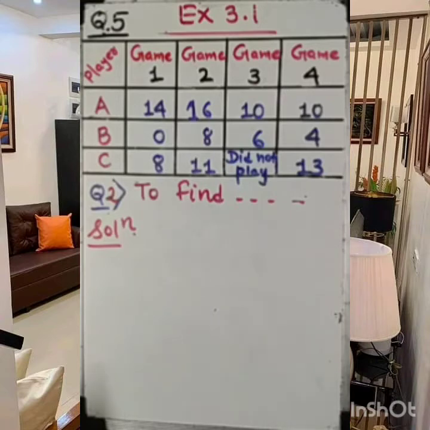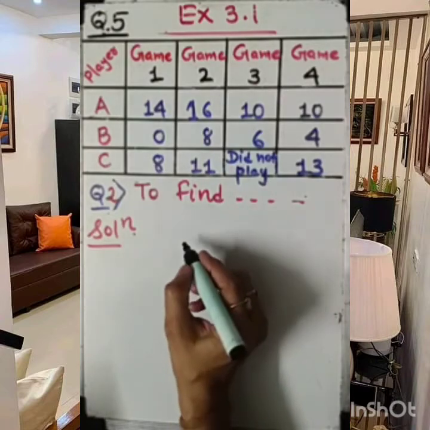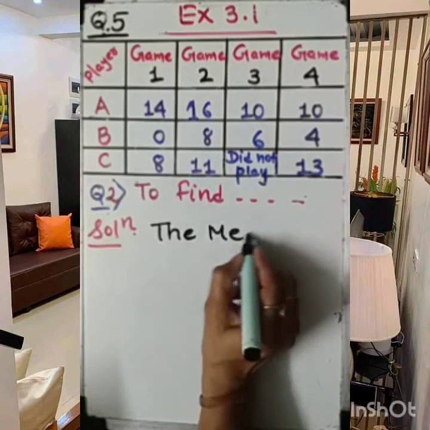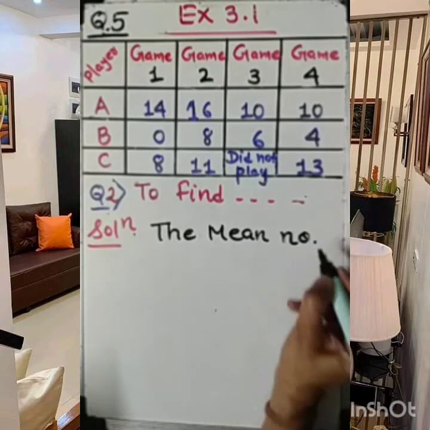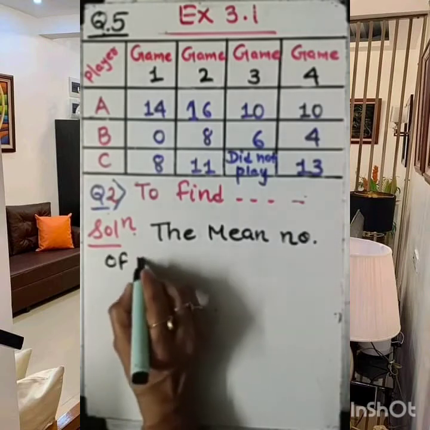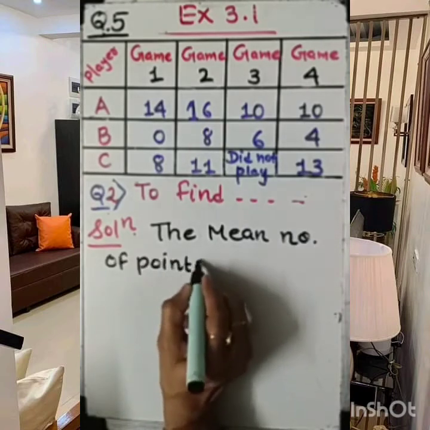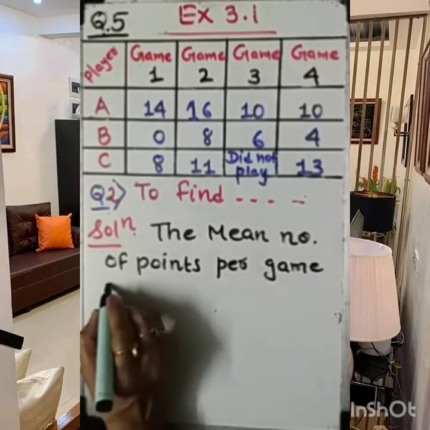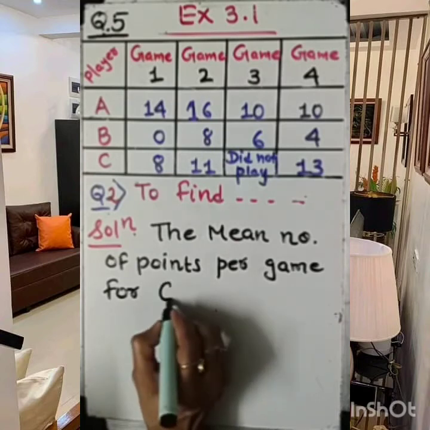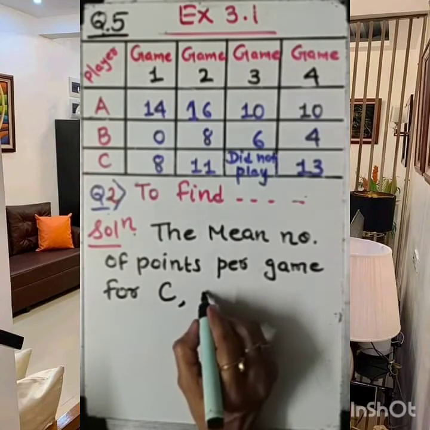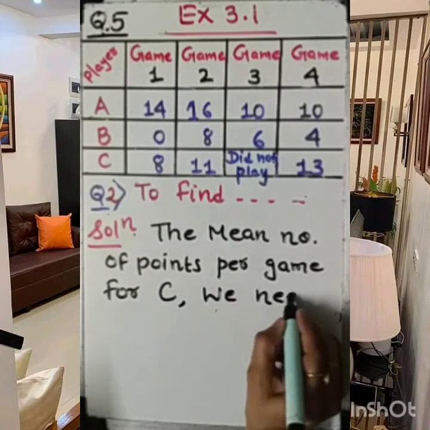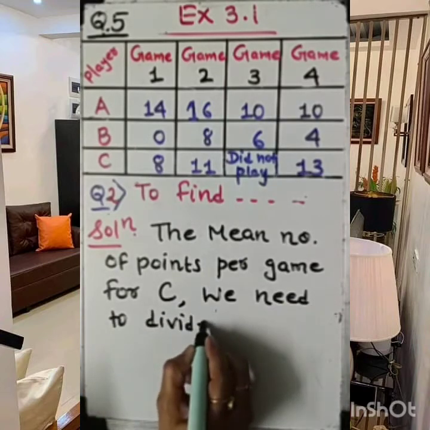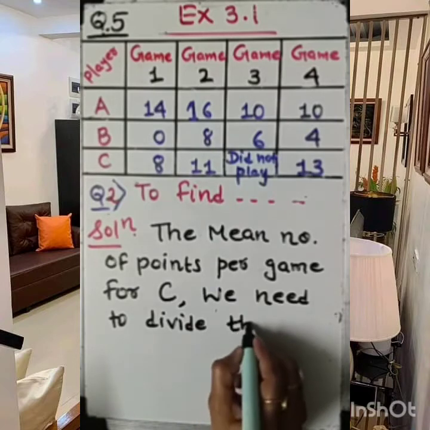That's why we need to mention the mean number of points per game for player C. For C, we need to divide the total points by 3.